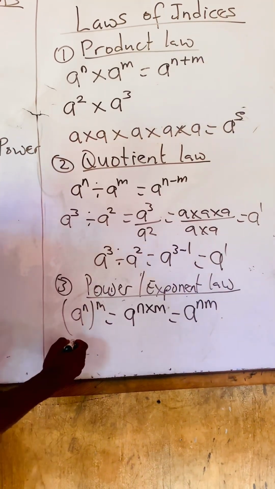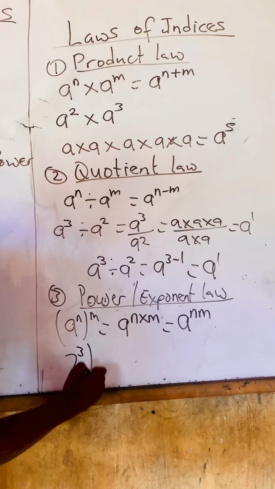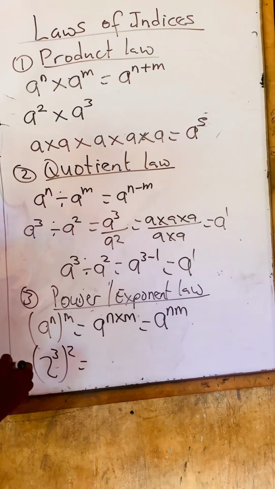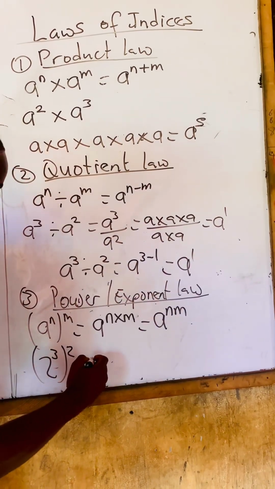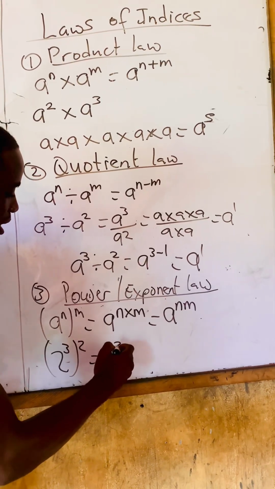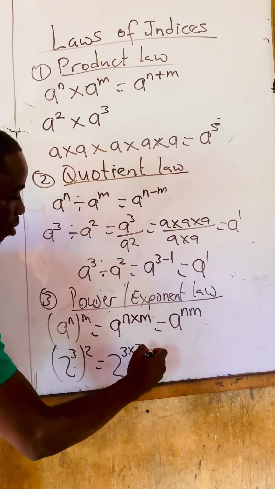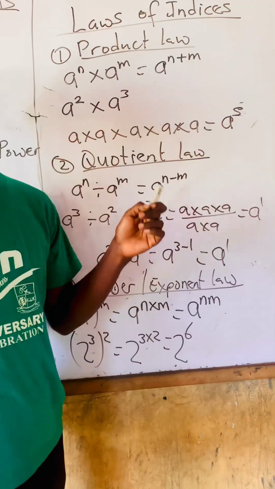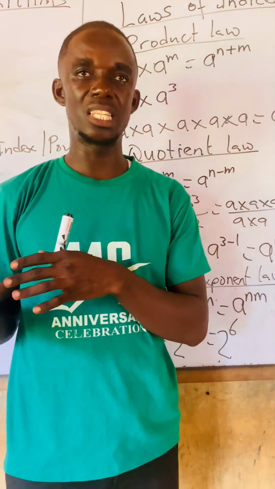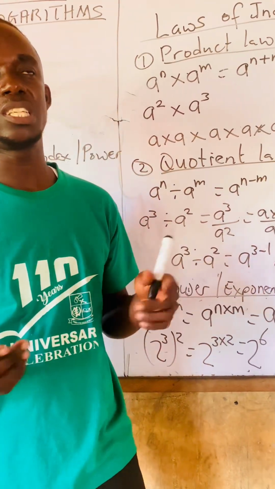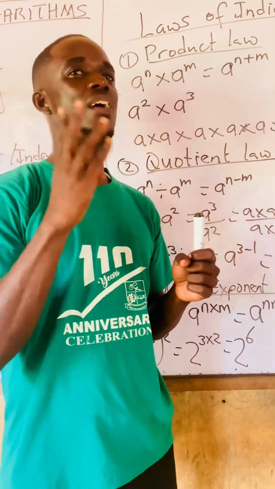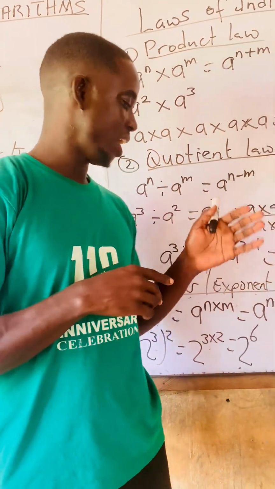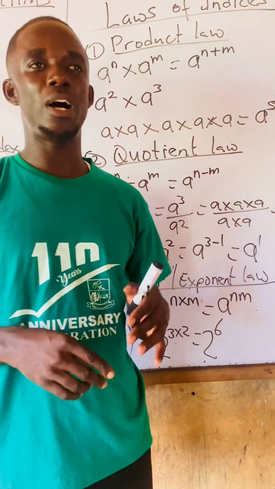So for instance, if you are given 2 raised to the power 3, bracket close, raised to the power 2, what do you have? We are going to multiply the exponents together, so we get 2 raised to the power 3 times 2, which will give us 2 raised to the power 6. And then your final answer goes. So today we discussed indices and the laws of indices. We said we have 3 laws: the product law, the quotient law, and the exponent or power law.